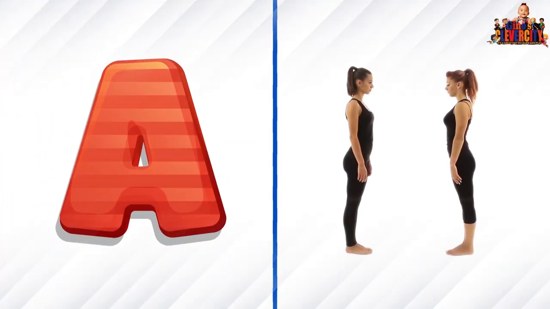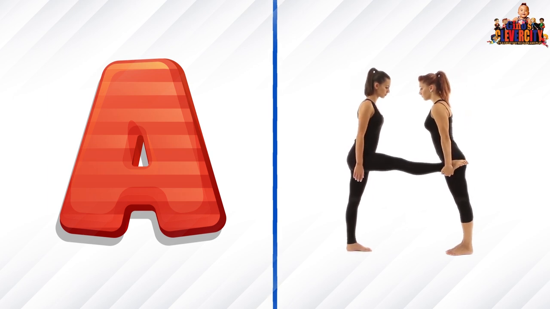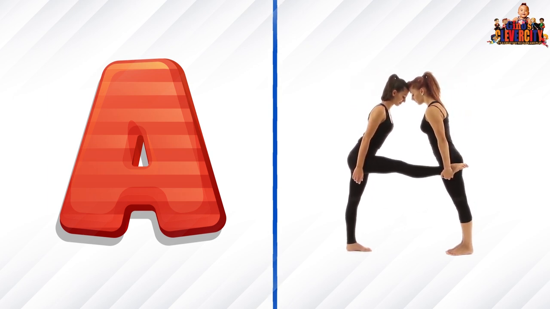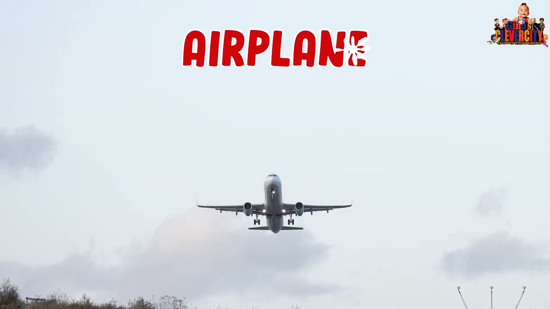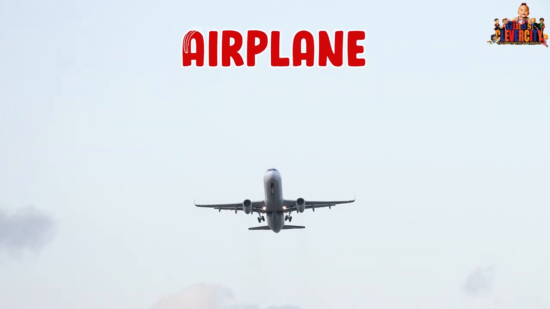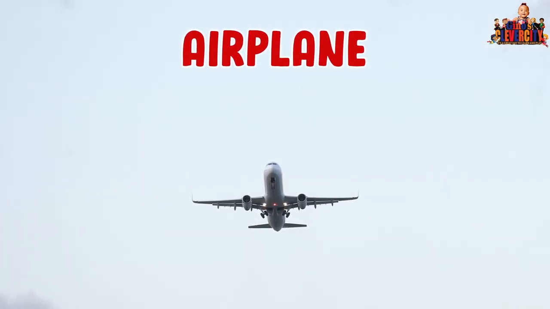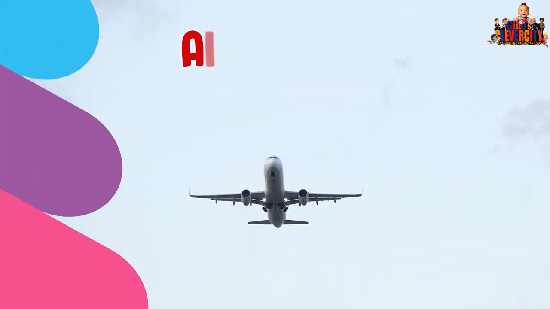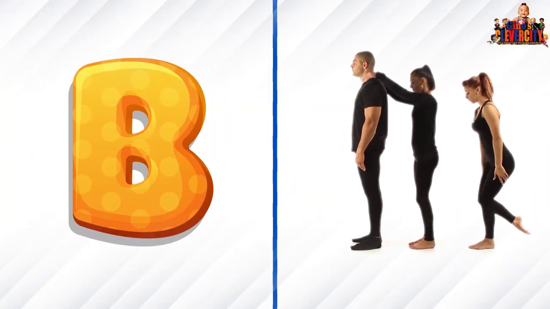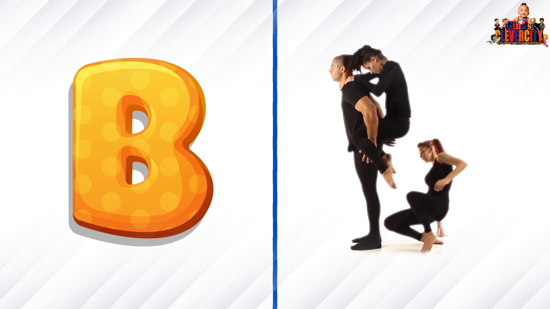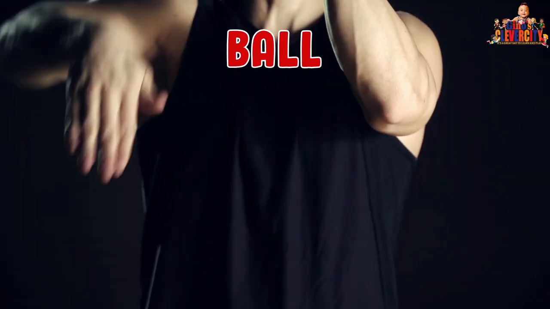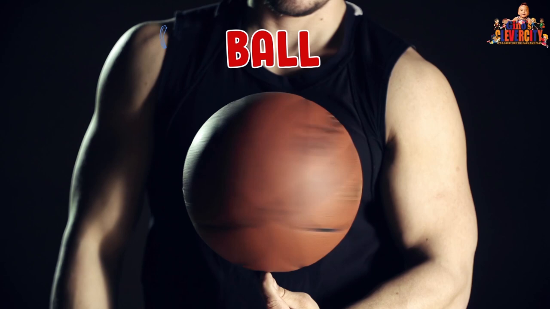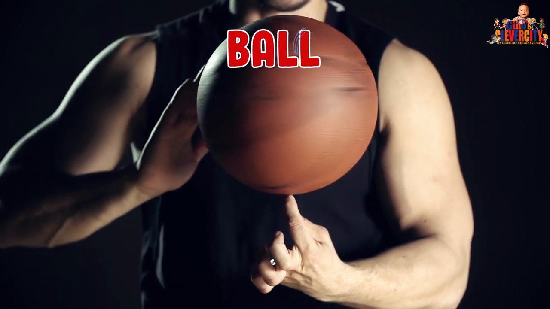A. A is for airplane. Airplane. B. B is for ball. Ball.